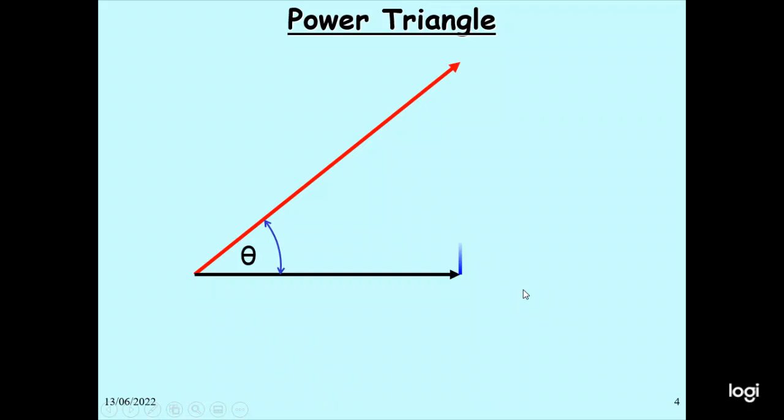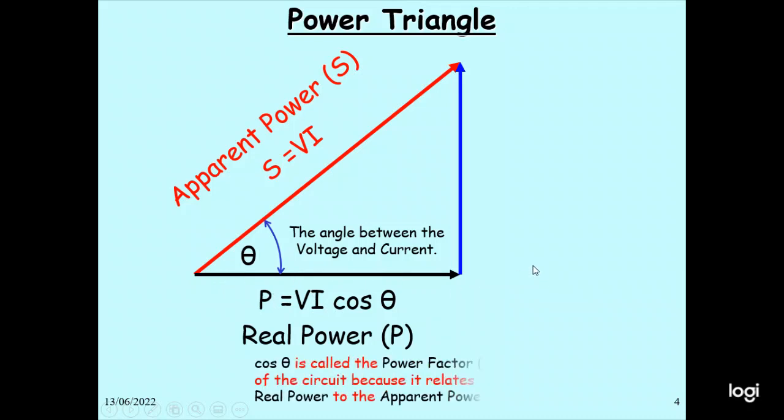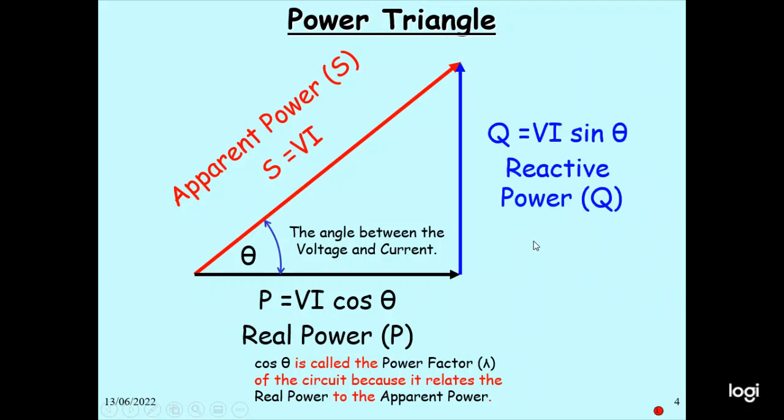Then we're going to talk about the power triangle. So this is the power triangle, with the angle between voltage and current. This power is the apparent power S, which is voltage multiplied by current. So VI cos theta is the real power. P equal to VI cos theta, real power. The cos theta is called the power factor of the circuit because it relates the real power to the apparent power. And here the vertical is Q. Q is VI sin theta, or reactive power Q.